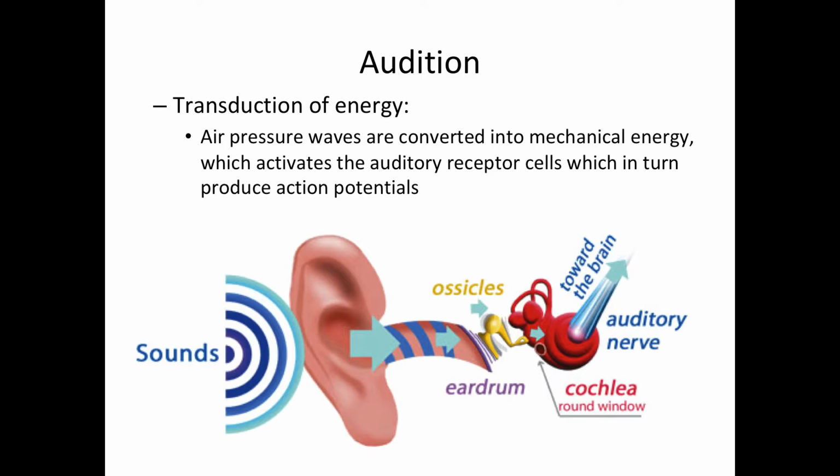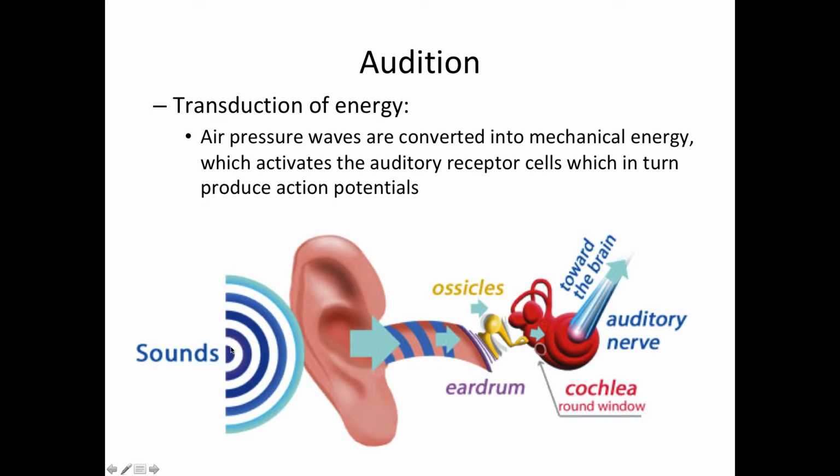So in hearing, or audition, the energy that sensory receptors transduce into neuroactivity is air pressure waves. Here I found a picture on the internet which shows a simple representation of air pressure waves. We're going to talk about these in more detail in later videos. Air pressure waves are converted into mechanical energy, and those activate the auditory receptor cells, which will eventually produce action potentials. Again, here's a very simplistic image.